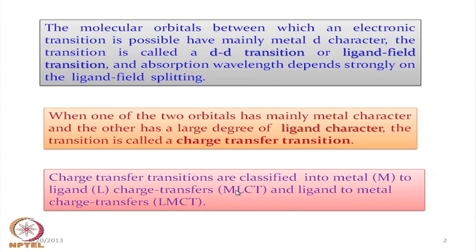So, apart from these transitions, in some cases we can have a metal in two oxidation states. That means one metal is in a low oxidation state and another metal ion is in a high oxidation state, and if there is some chance of getting the corresponding electronic transition from one metal orbital, which is dominated by metal character, to another metal orbital which is also of metal character, we will get MMCT, that means metal to metal charge transfer transitions.